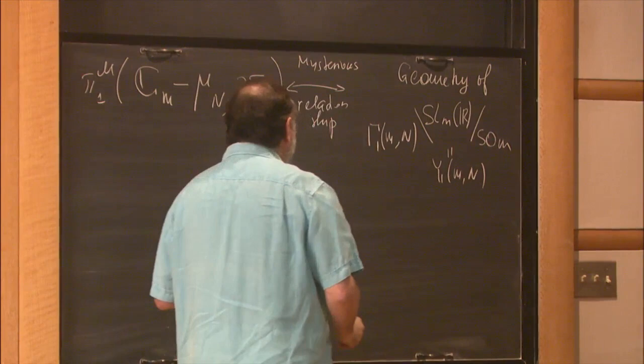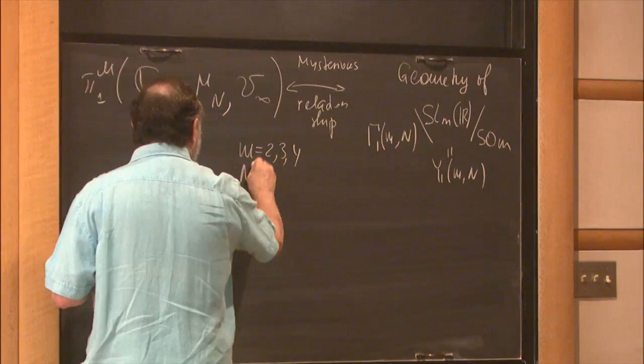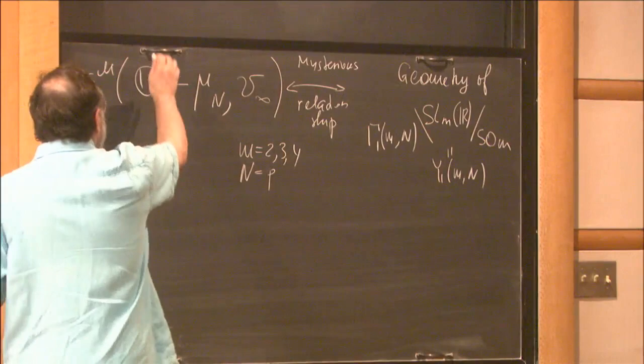And there's some very direct relation with this, which works when m is 2, 3, and 4. And when N is, let's say, prime, it works very precisely and explicitly. There is a relationship in general, but it's hard for me to say what happens in general and how this should work. But for small m, it's very precise.